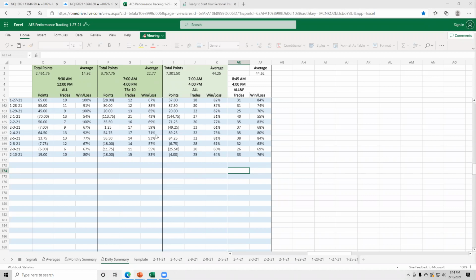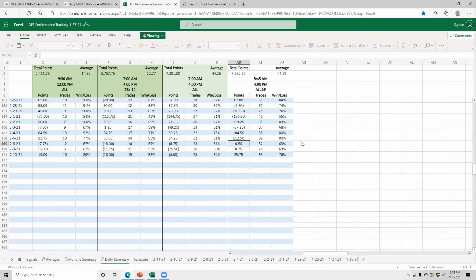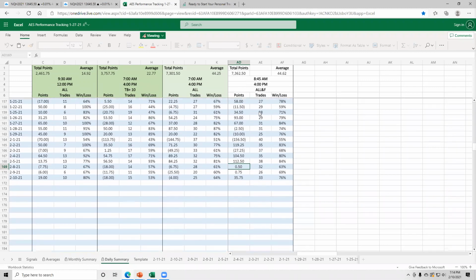I'm just going to add here real quick that we're going to add a 3rd category here in the next week or so. And we're going to start tracking in a personal trading plan the 8:45 a.m. to the end of the market day, all plus fractals. And we're going to start that as of January 4th.